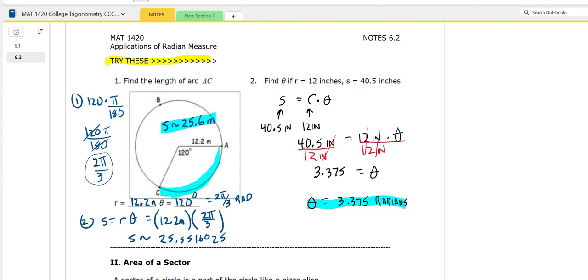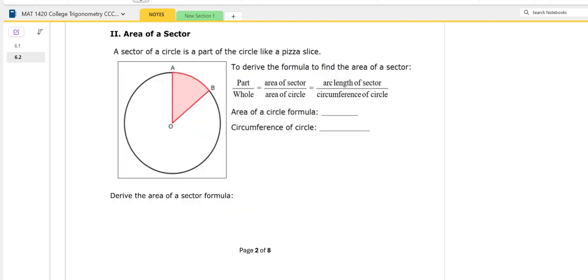I showed you where the formula came from, how to apply that. Remember, the key thing is theta must be in radian measure. Otherwise, your answers won't make any sense whatsoever. All right, so I'm going to go on to the next part, which is area of a sector.